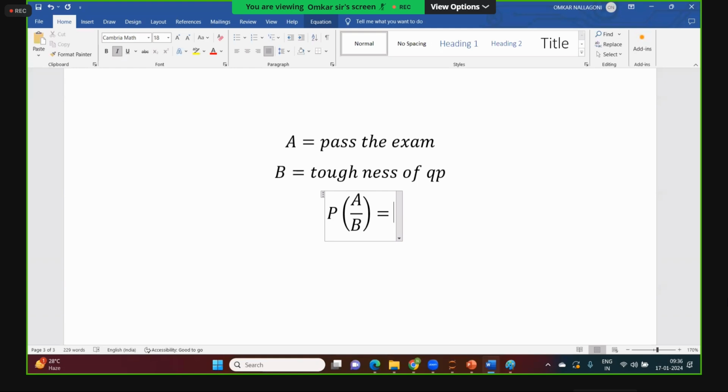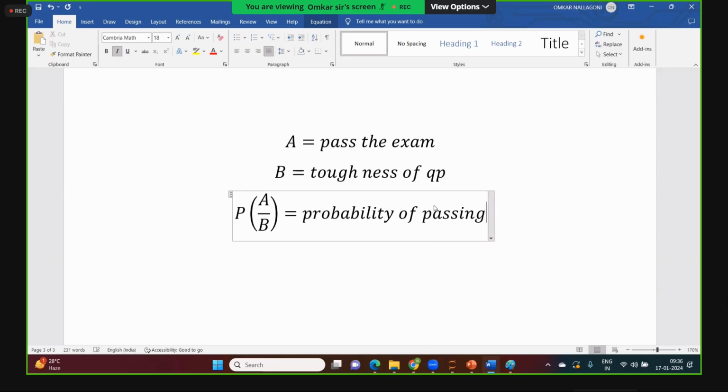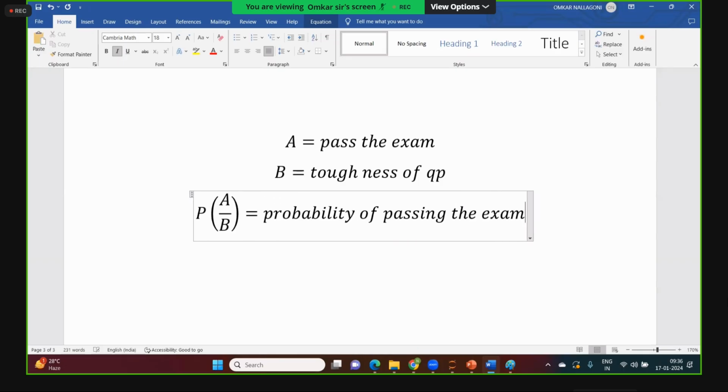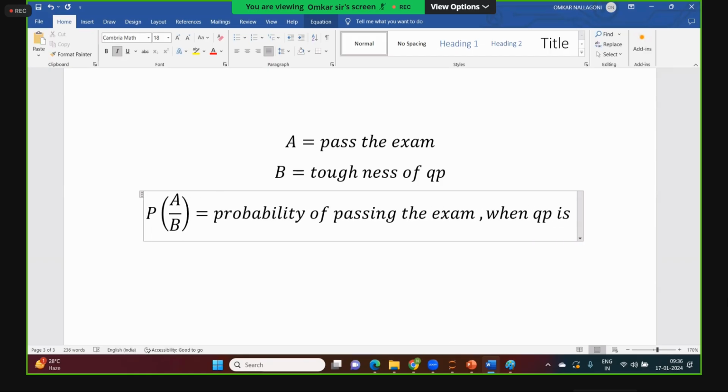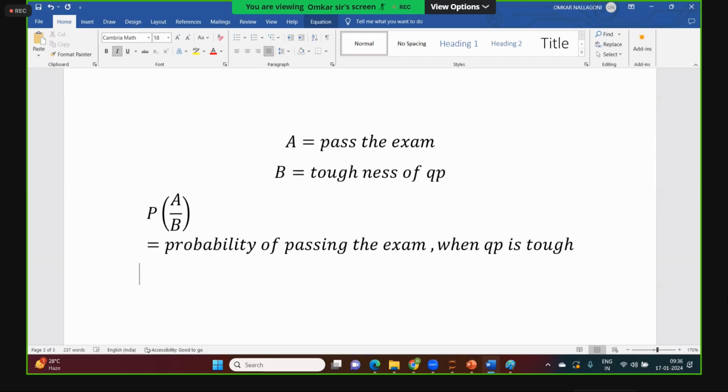Who comes first? The question paper is tough first. Then you write the exam. Then your father is asking what is your probability to pass the exam because the question paper is tough. That is the meaning. Write it: probability of passing the exam when the question paper is tough.